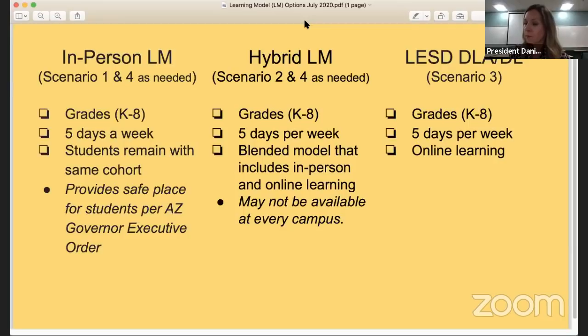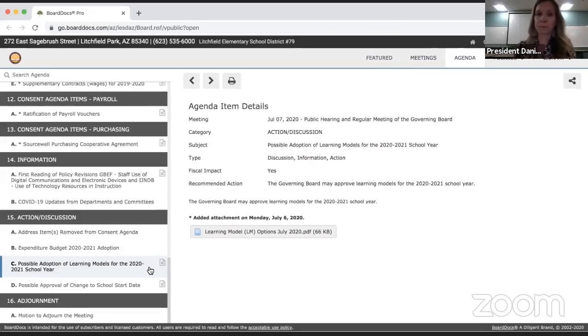Okay, well, I will entertain a motion in regards to our learning models for the 2020 school year. I motion to approve all three learning models as presented. Okay. I will second that. Any last minute discussion or comments? No. Oh, okay. You're looking at me.